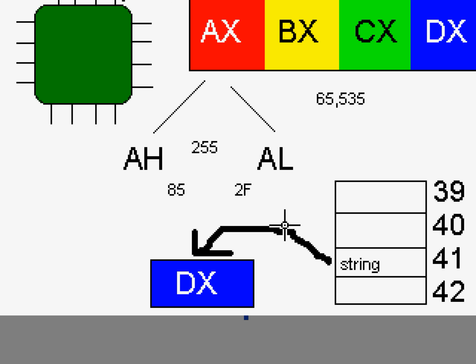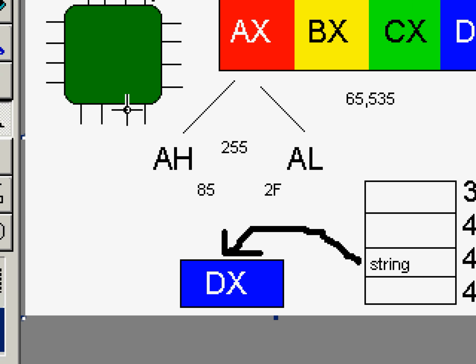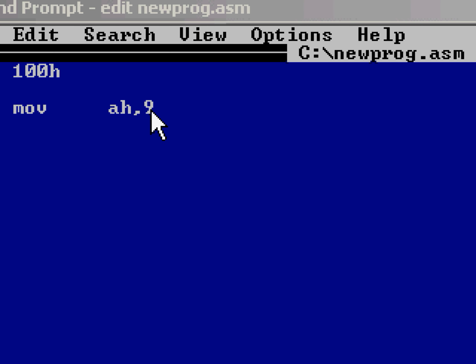For example, AH is being assigned the immediate value 9. And of course this has no trailing H or a preceding 0x, indicating it is a decimal value, although technically, because it is under 10, it will basically just mean the same thing.